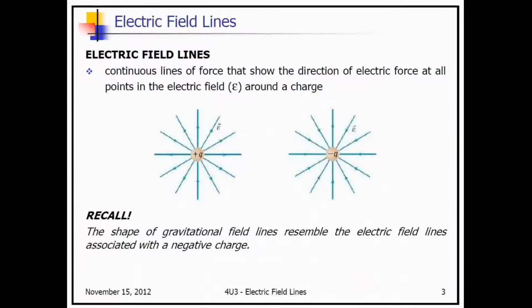So I'd like you to copy this down. You may want to pause to do that. Electric field lines are continuous lines of force that show the direction of electric force at all points in an electric field around a charge. And I'd like you to draw those two, and you could also copy that recall down as well, which basically tells you the same thing I said previously, that the electric field lines of a gravitational source are the same as what we would see for a negative charge.